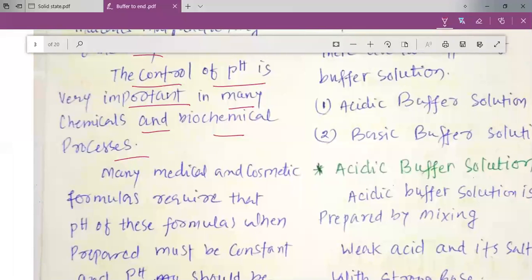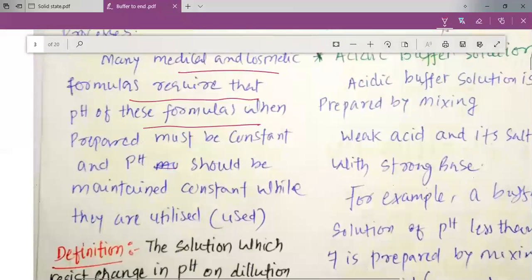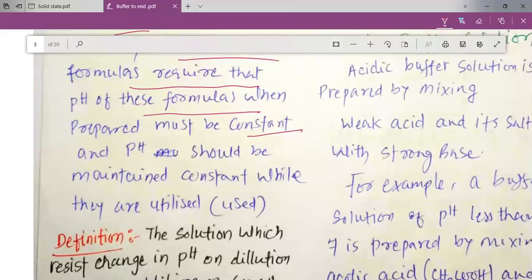The control of pH in many chemical and biochemical processes is very important. Many medical and cosmetic formulas require that the pH of the formula, when prepared, must be constant. So when we are preparing medical or cosmetic items, the pH must be taken care of, and while preparing, the pH must remain constant, and even after they are used, the pH should be maintained constant while they are utilized.